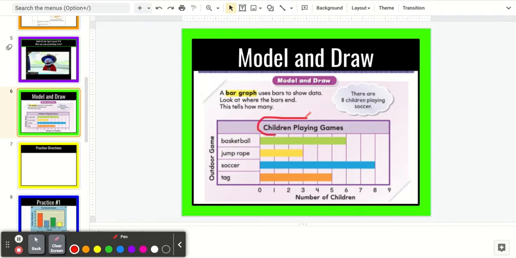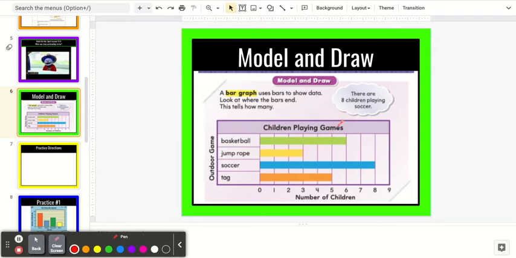The first part you can see, and I'll circle it right here, is the title. The second part is the scale. And that tells you the number of whatever it is, whatever the data is that you're graphing. And then the third part, and in this case it's over on the side over here, are the categories, what it is you're graphing. So in this bar graph, it's about children playing games.